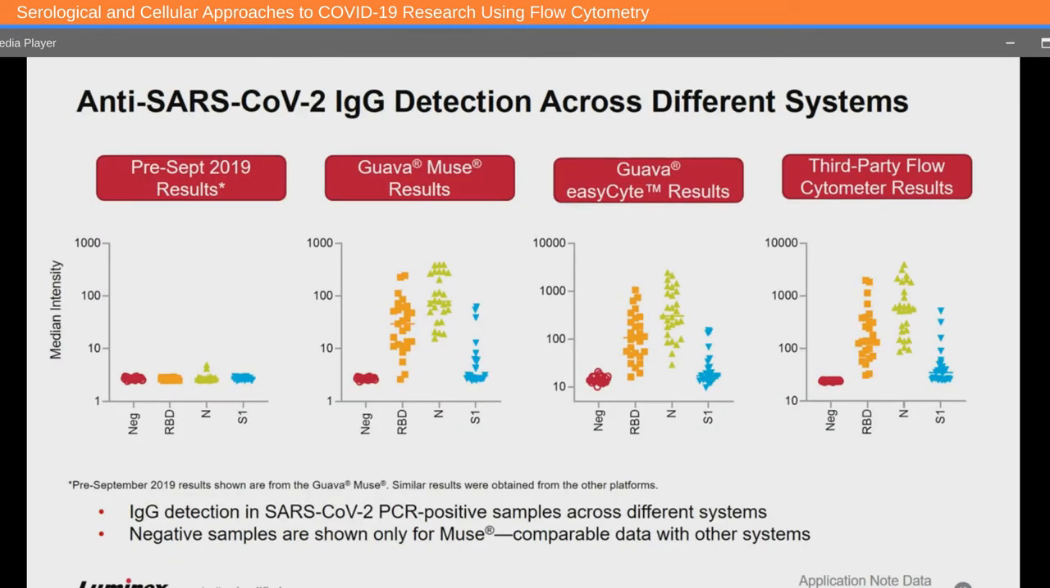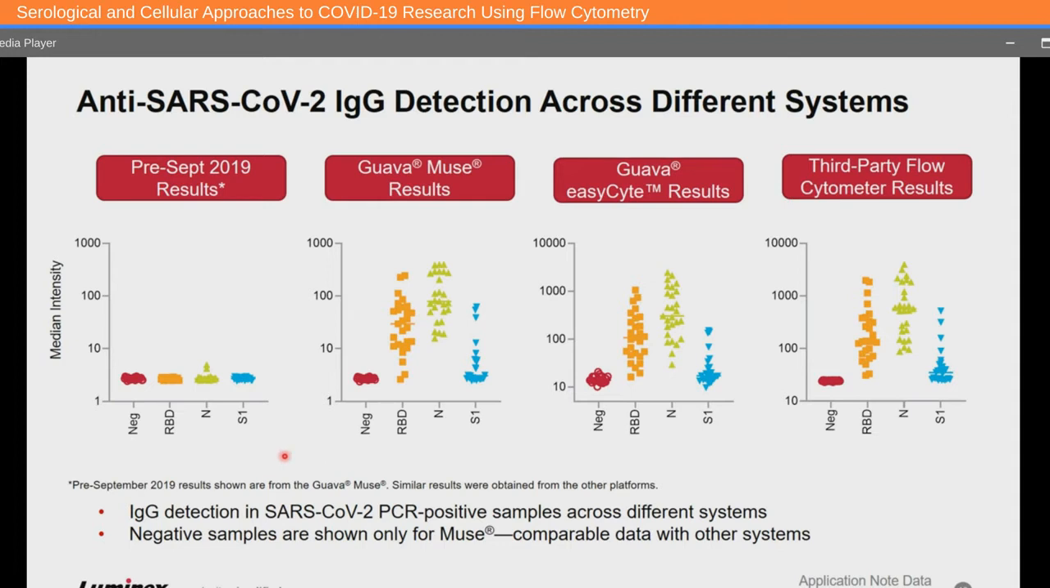We next looked at antibody response between negative and positive samples for a larger data set using the assay. These included serum samples from 28 negative donors who were mainly pre-September 2019 collected samples. The data set also included samples from 27 donors which were confirmed positive based on SARS-CoV-2 molecular or PCR test results previously. Samples were prepped in tubes for analysis in the Muse Cell Analyzer and the third-party cytometer, and they were prepped in plates for analysis on the Guava EasySight 12HT system.